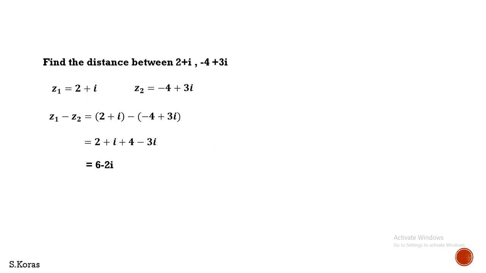Now we got z1 minus z2, the complex number. But we have to find the distance between these two complex numbers. So already, as I told you, we have to find modulus of this. So if you find modulus of this, modulus of z1 minus z2 will be equal to real part square plus imaginary part square, that is under the square root. So your answer will be equal to square root of 36 plus 4, that is square root of 40.